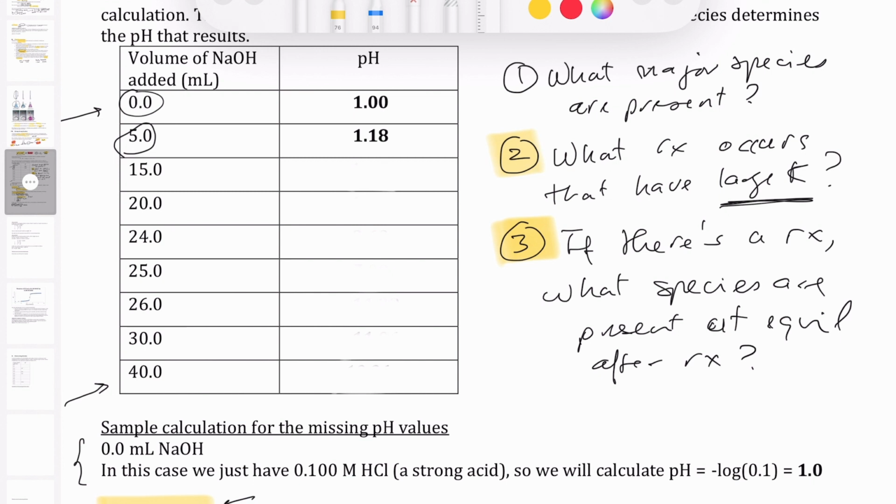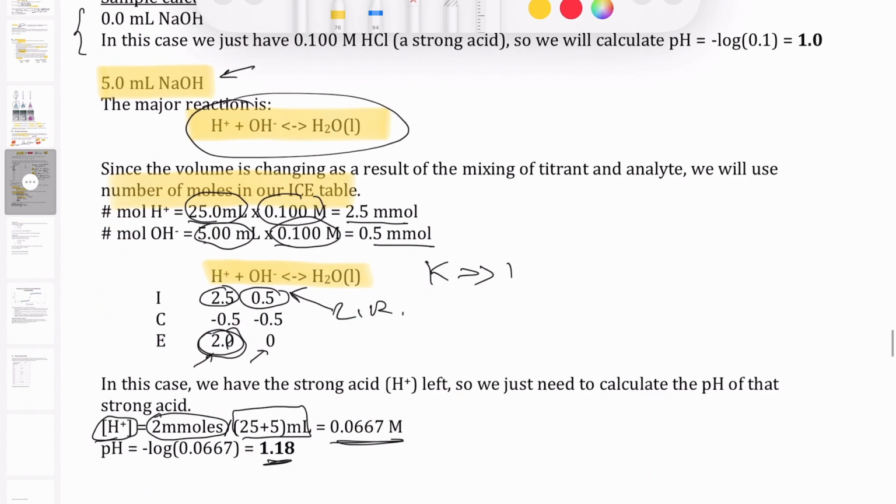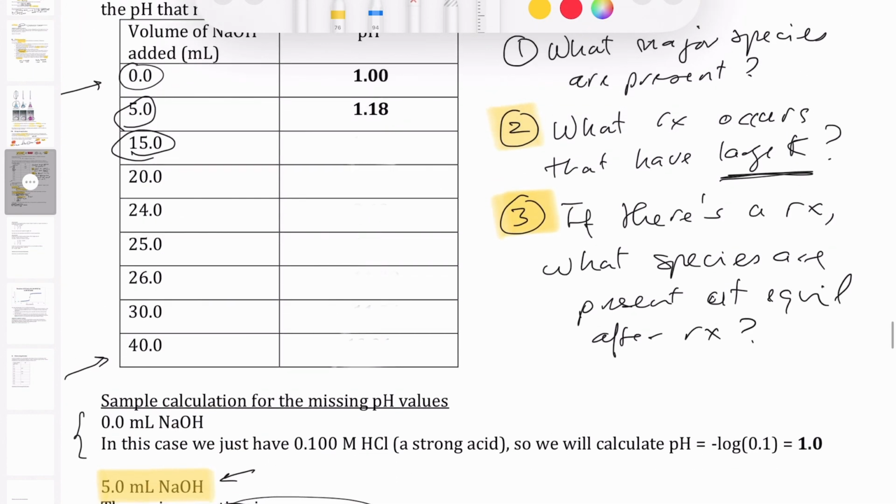What I want you to do now is to go ahead and calculate the pH for addition of 15 milliliters of NaOH. The steps are pretty identical to what I just showed you, except that now you're using 15 milliliters of NaOH. Again, comparing it to the beginning stage, you want to start your calculation with 2.5 millimoles of H plus, but the NaOH is now 15 milliliters instead of 5 milliliters, and you would just do your ICE table and calculate pH at the end. And hopefully, if you do this correctly, you should get a pH of 1.60.